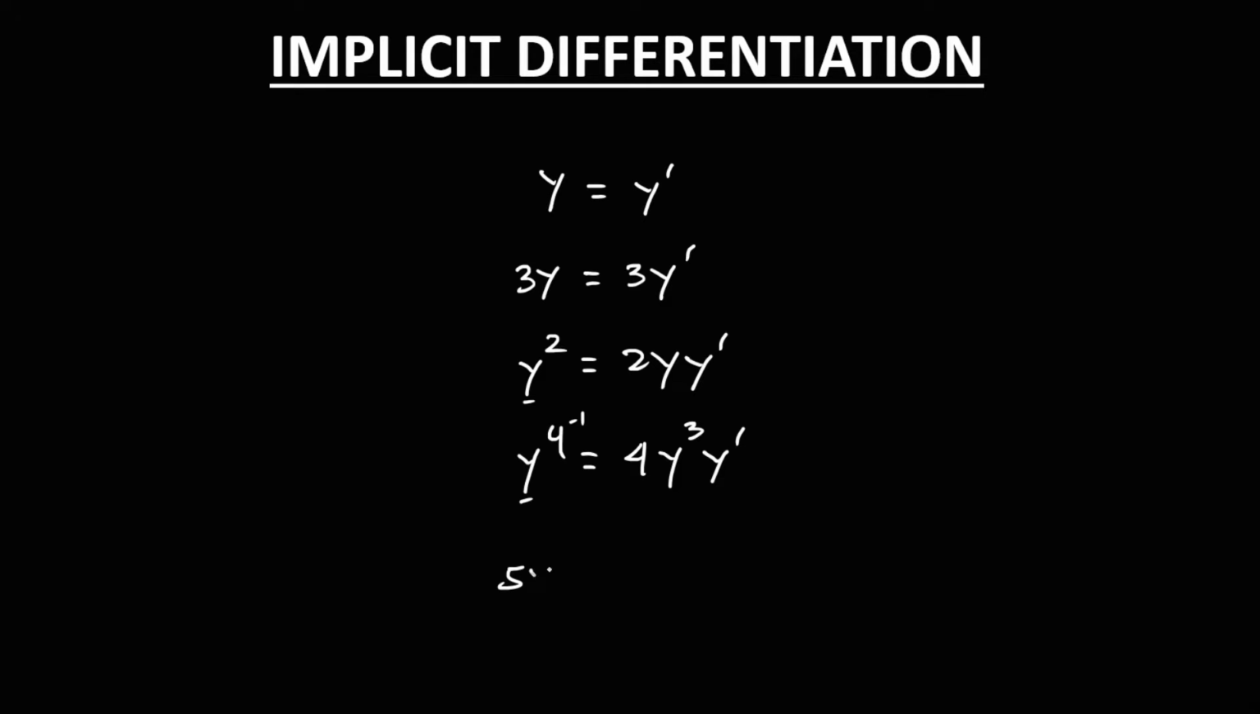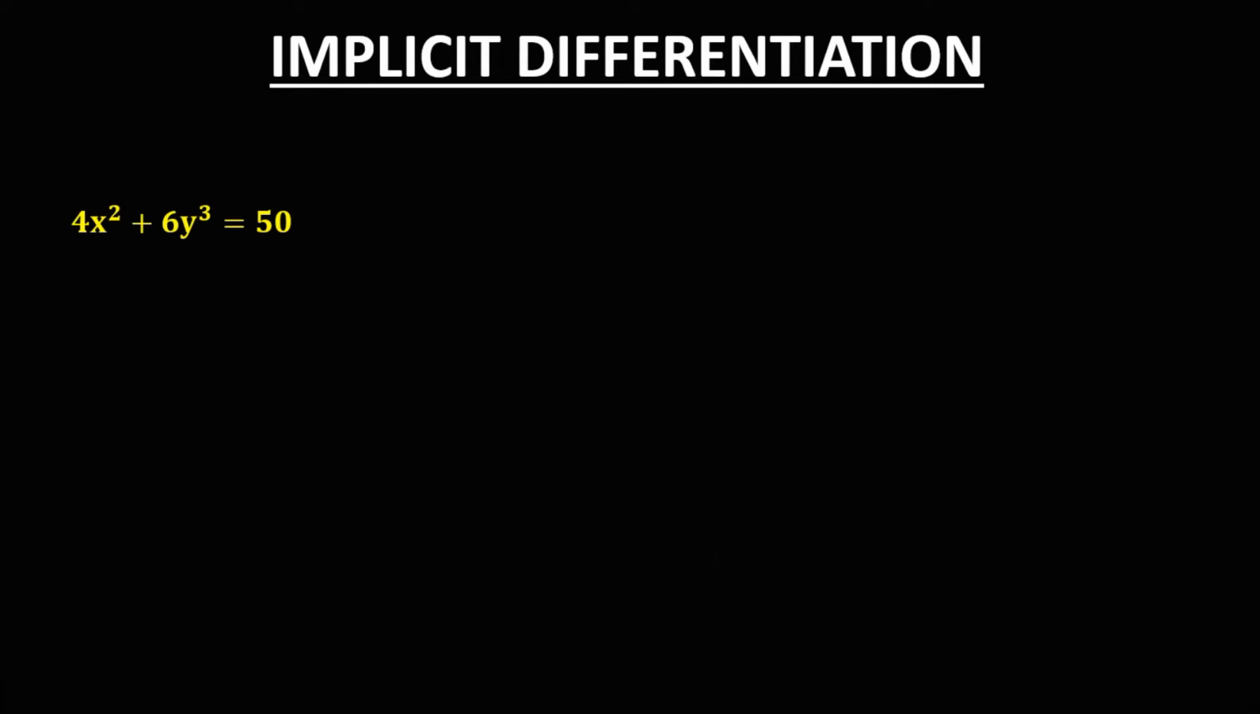Then if we have 5y to the power 3, to find the derivative, multiply this exponent to this numerical coefficient. So 3 times 5, this one is 15, then y, minus 1 for the exponent, to the power 2, times the derivative of y, that's y prime. So therefore, for this given, to find the derivative, we just need to take the derivative for every term.